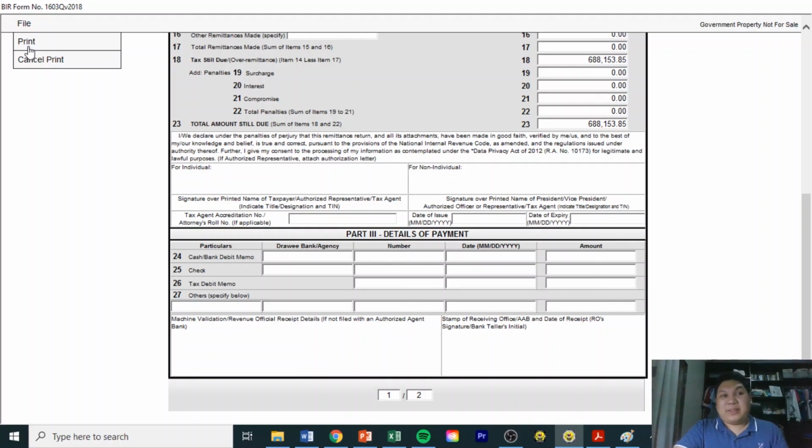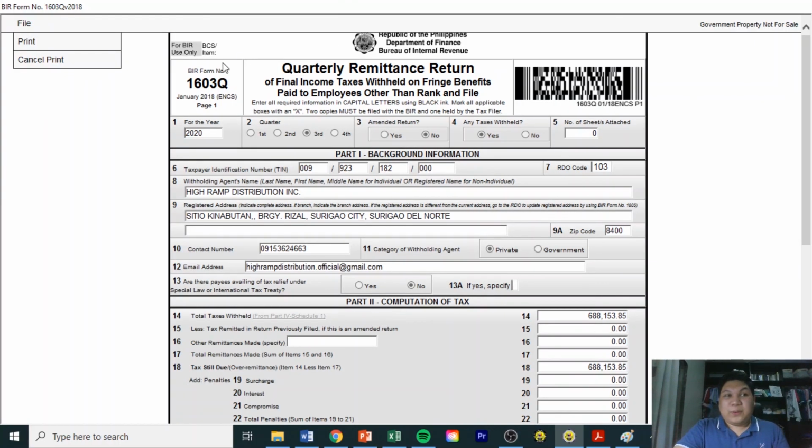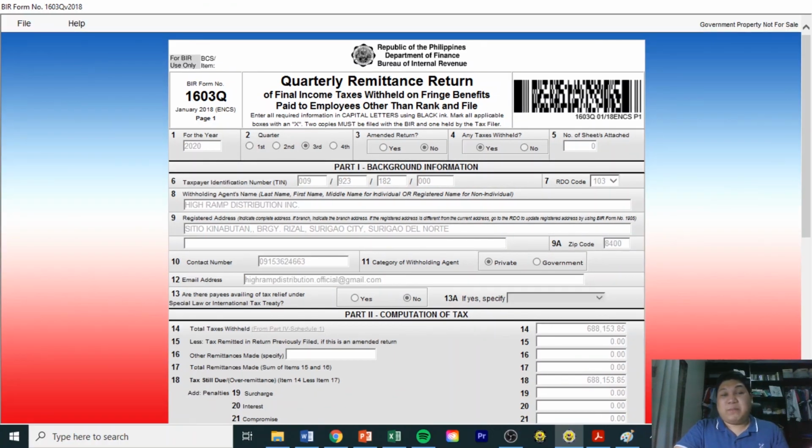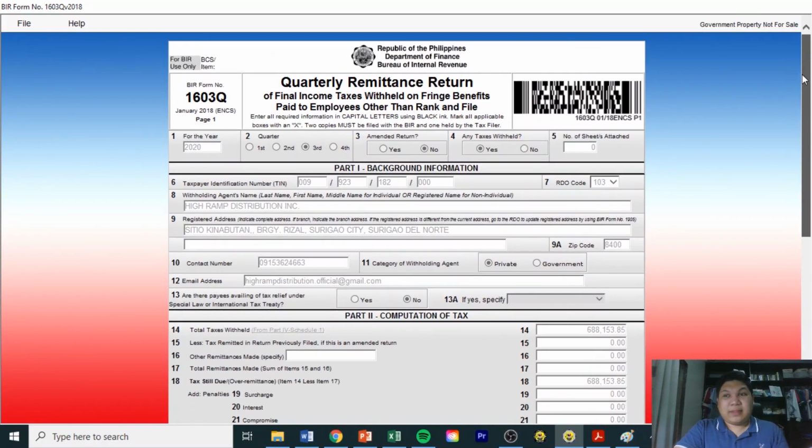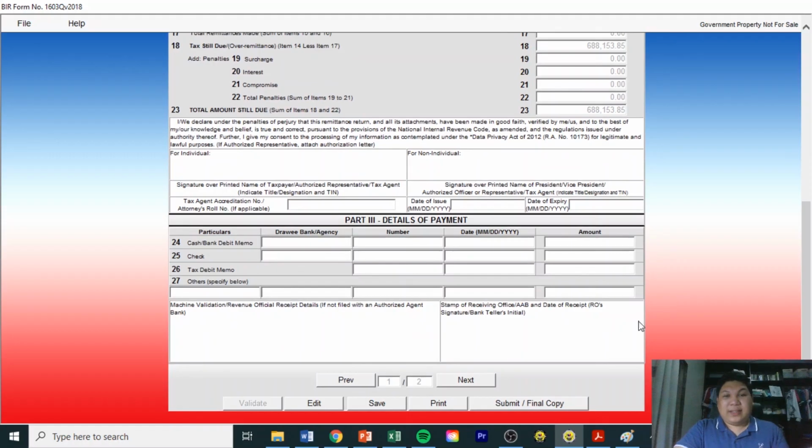Okay, then you print, or you can cancel this. However, you cannot save this in PDF form. Okay, so that's it. That's how you file BIR Form 1603 using the eBIR Forms.